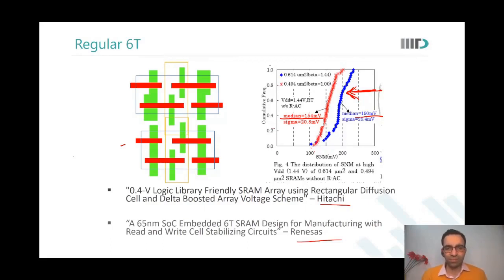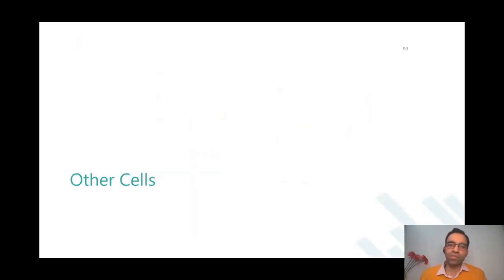So if my mu by sigma improves, my yield is better. So in effect, I'm beneficial. Okay, with this, we move to the next part, which is other cells.